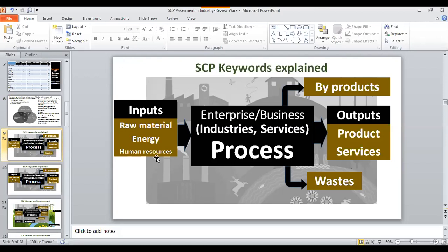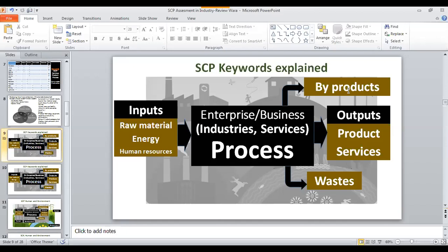Because you cannot only talk about the inputs. You cannot only talk about the wastes. You cannot only talk about the outputs. You cannot talk only about the byproducts. You have to talk about everything. You have to consider all the aspects. And this can be really manufacturing, really production, or this can be the service industry as well.